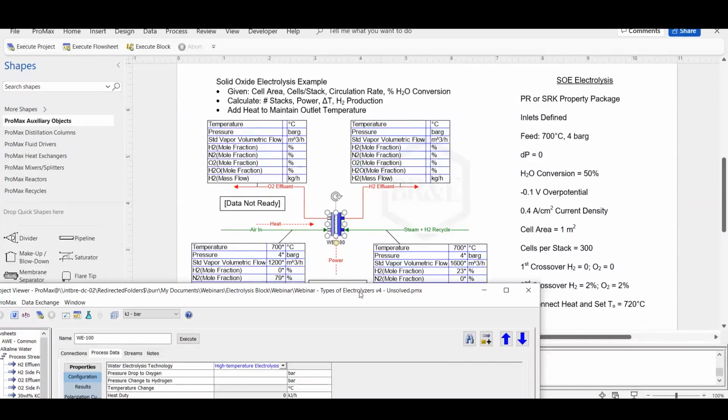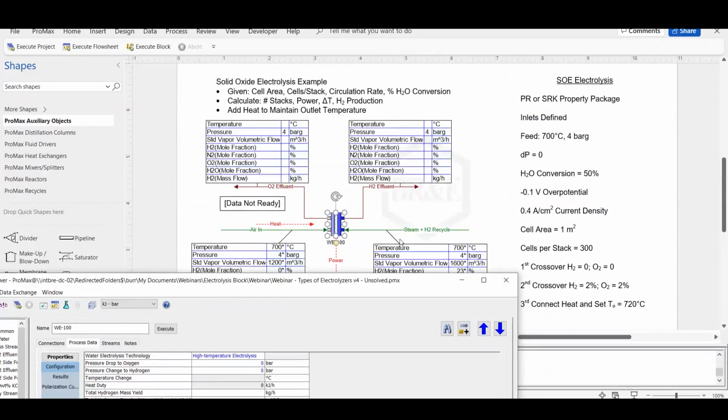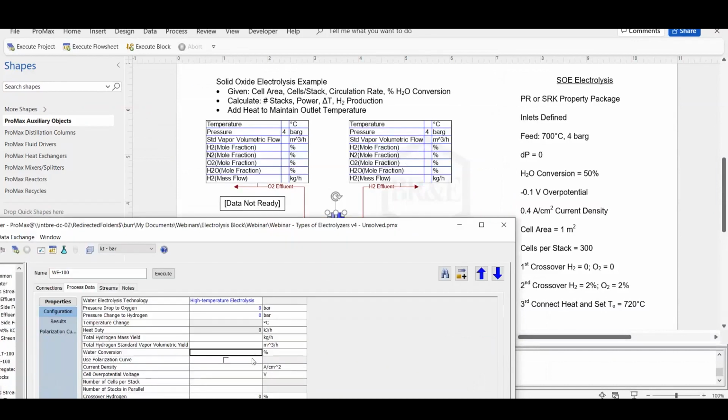And first, we have no pressure drop on these. Typically the water coming in the hydrogen side feed is in the form of steam, and because of some recycles, we end up having this steam plus hydrogen recycle stream. On the other side, we have air coming in. Both of these are hot, and typically about 50% conversion of the steam happens per pass in the solid oxide electrolyzer.